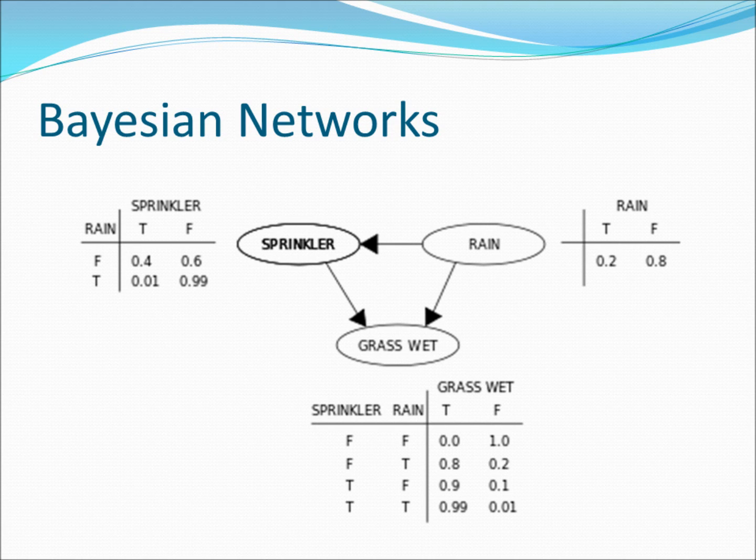So look, those are the rain itself have no parents. It's the prior probability. And 20% of time rain, 80% of time it does not rain. F means false. And when you deal with the sprinkler system, you could depend on if it's rain or not rain. If it's not rain, that's 40% of time is on, 60% of time is off.